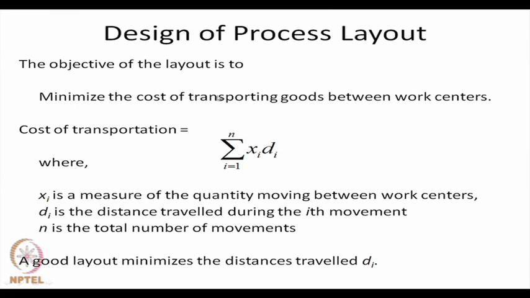The objective of a process layout is to minimize the cost of transporting goods between work centers. The cost of transportation is the sum of xi times di, where i varies from 1 to n, the total number of movements. xi is a measure of the quantity moving between work centers, whether volume, weight or number, and di is the distance travelled during the ith movement. A good layout minimizes the distances travelled di, because xi is more or less fixed. Therefore, only di we can control, so we would like to minimize the distance that the parts move.